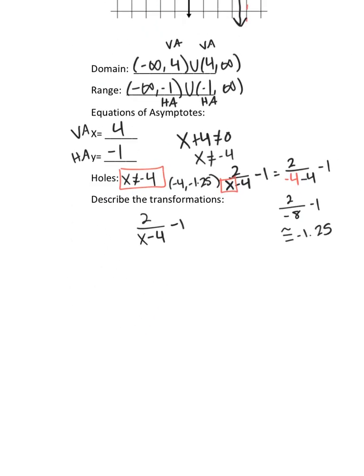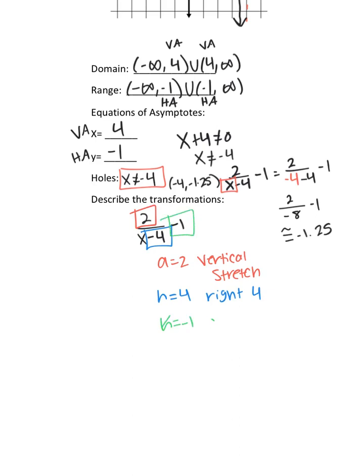Okay, so the number on the top is a. Since a is 2, it's bigger than 1, I have a vertical stretch. On the bottom, I've got -4, but remember that's going to flip sign to a +4, so that's going to move me to the right 4. And then k, the number in the back, is -1. It's going to move me down 1.